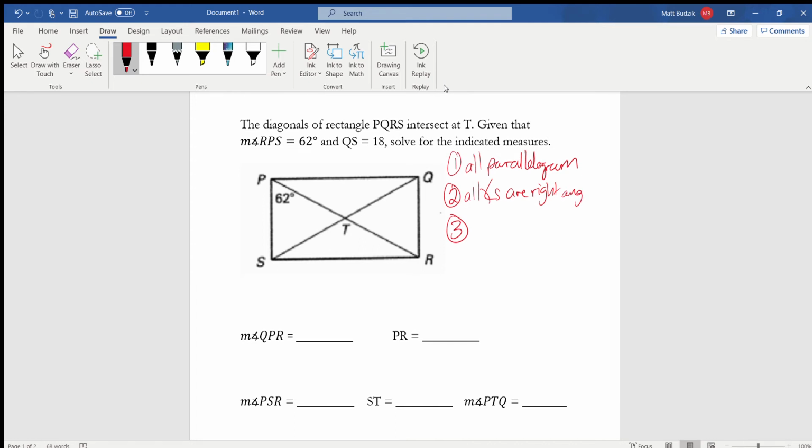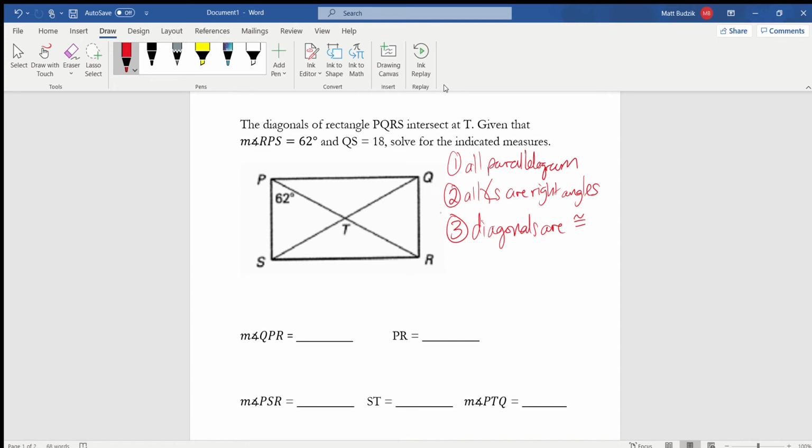So the angles that are actually part of the rectangle themselves, not the angles formed by like the inside triangles or anything like that. And then we also know that the diagonals are congruent. So those are those two new key properties that we know. So let's start. So we're given that RPS here is 62, and then we're given that QS is 18. So let's start with QPR.